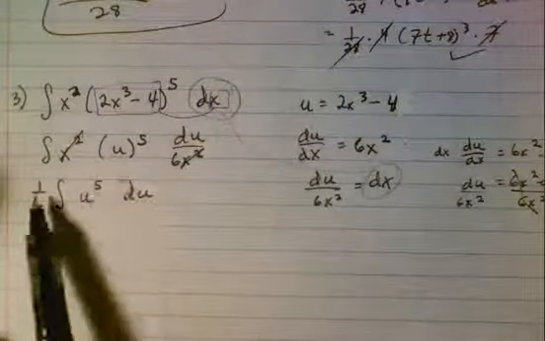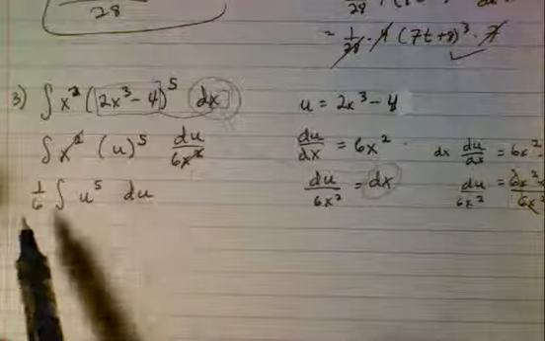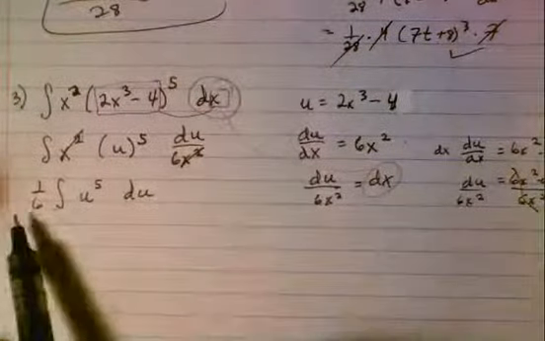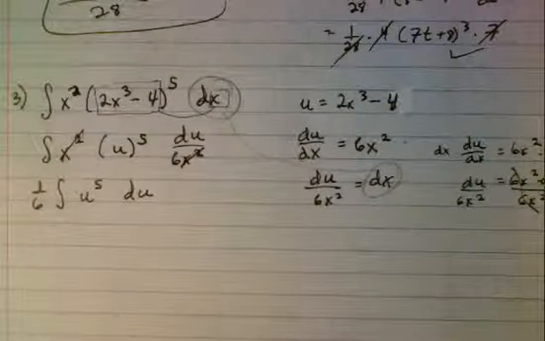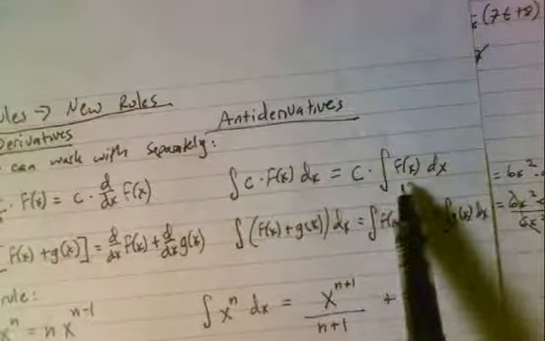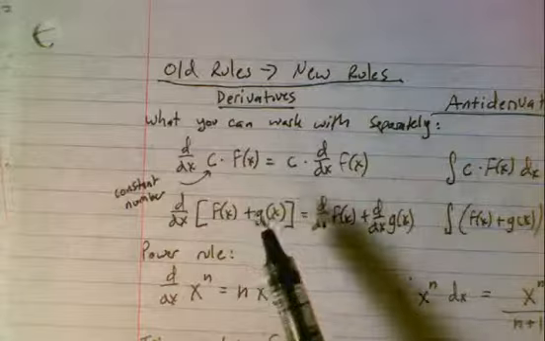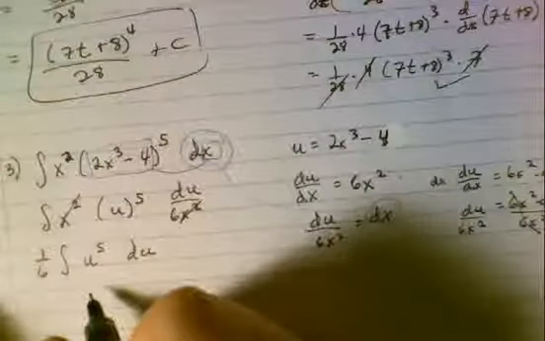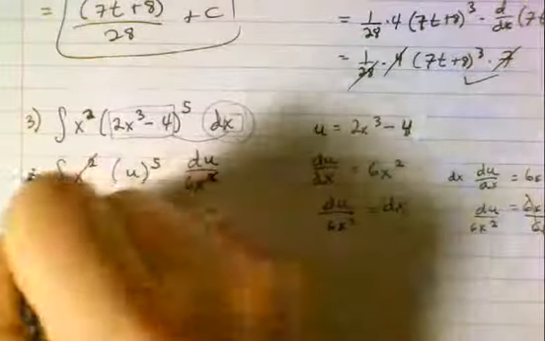Notice when I'm bringing this number outside of the antiderivative sign, I can only do this with numbers. No variables are allowed to just sort of wander out, but numbers are, because what we're using is that constant multiple rule right here, but we can only do this if c is a constant number. Variables need not apply.